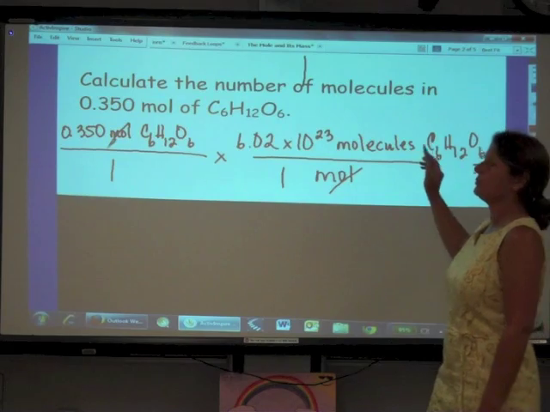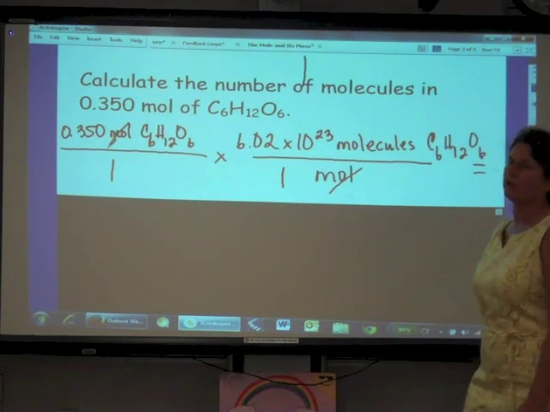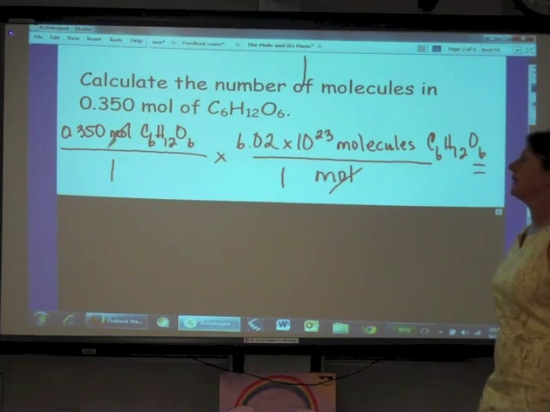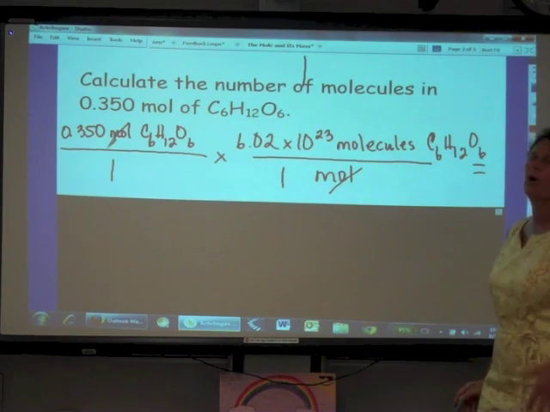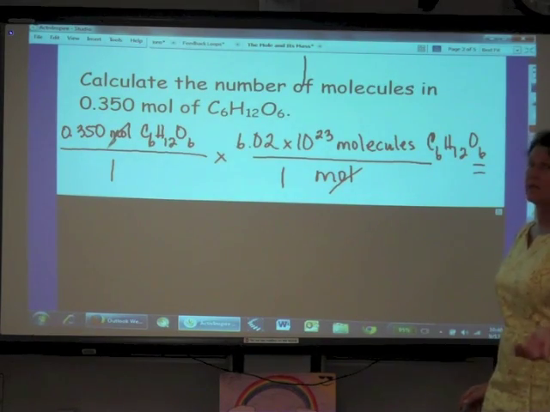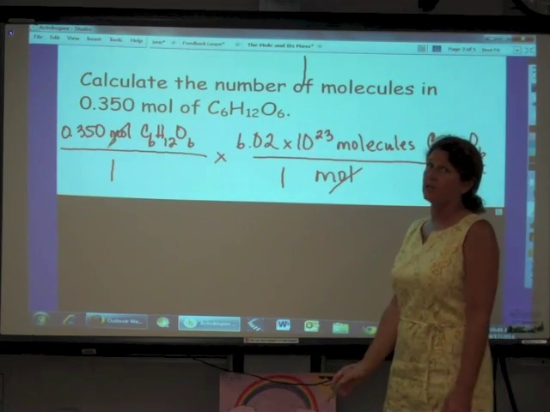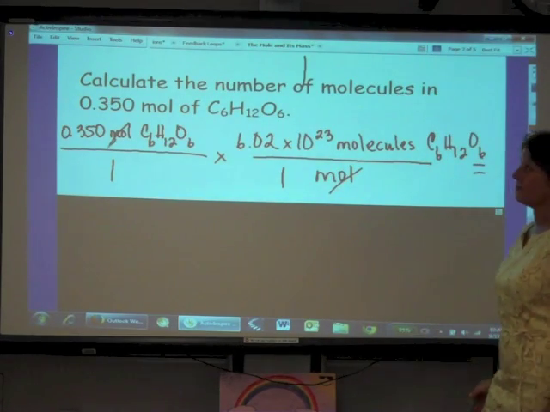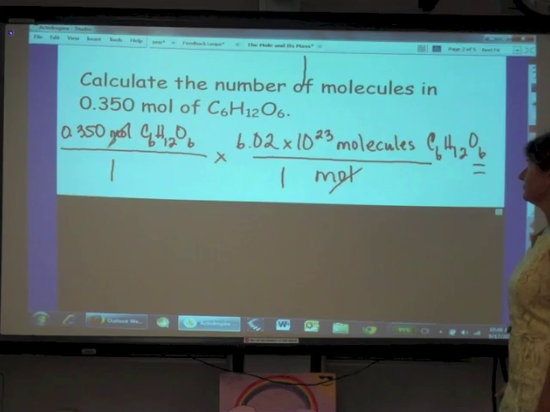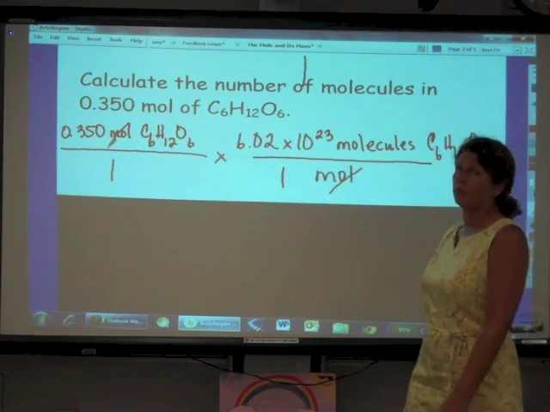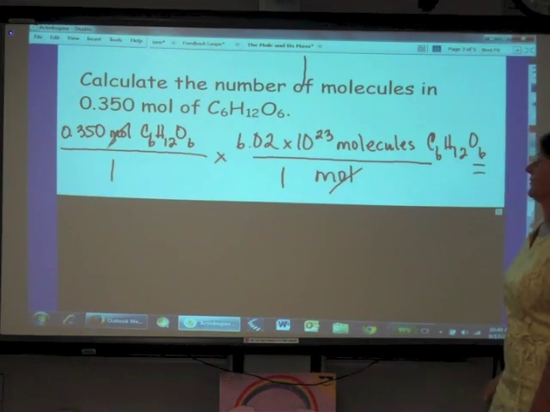I want you to do this on your calculator. I want you to calculate it, and when we get to class tomorrow, we're going to check to make sure that the answers are right. To make sure that you know how to actually put scientific notation into your calculator. Okay, this is one kind of problem we can see with our new conversion factor.